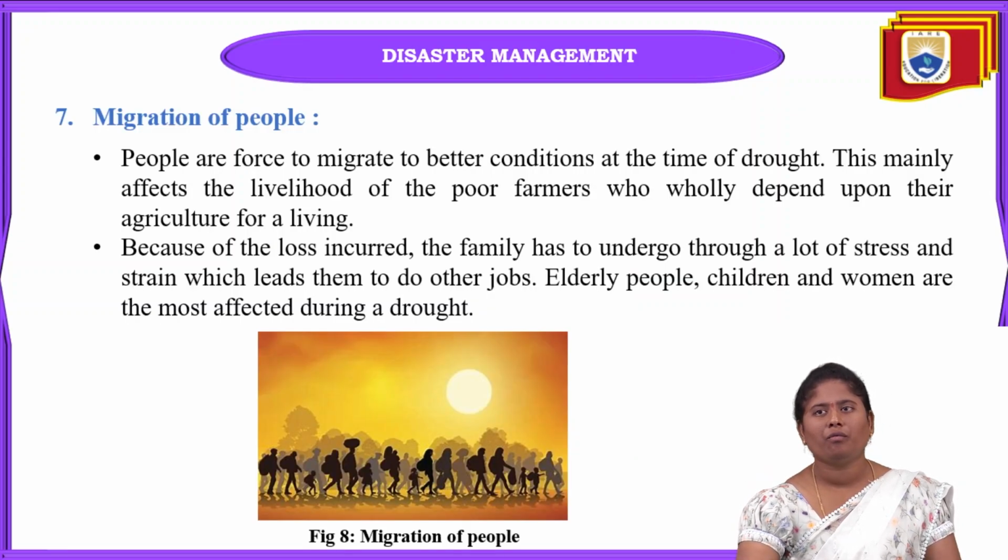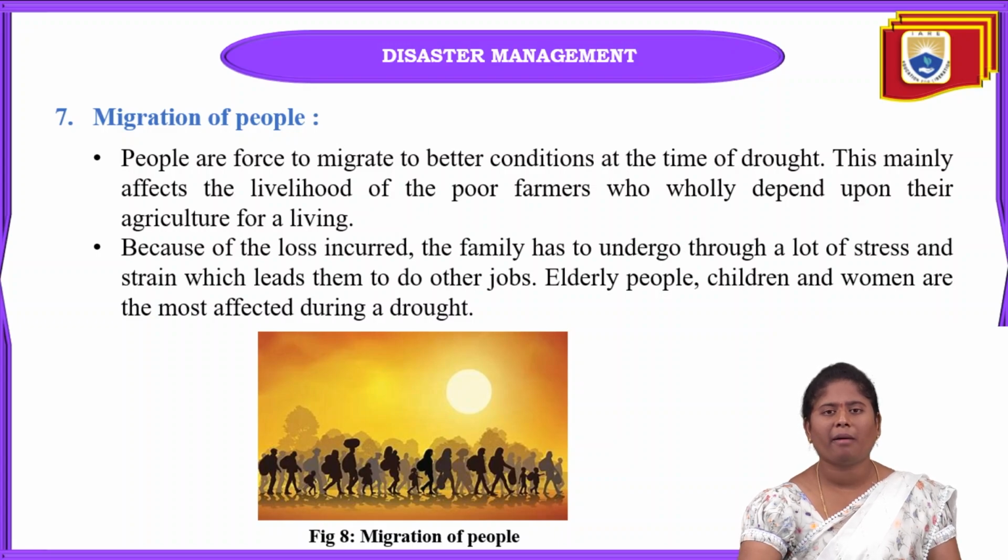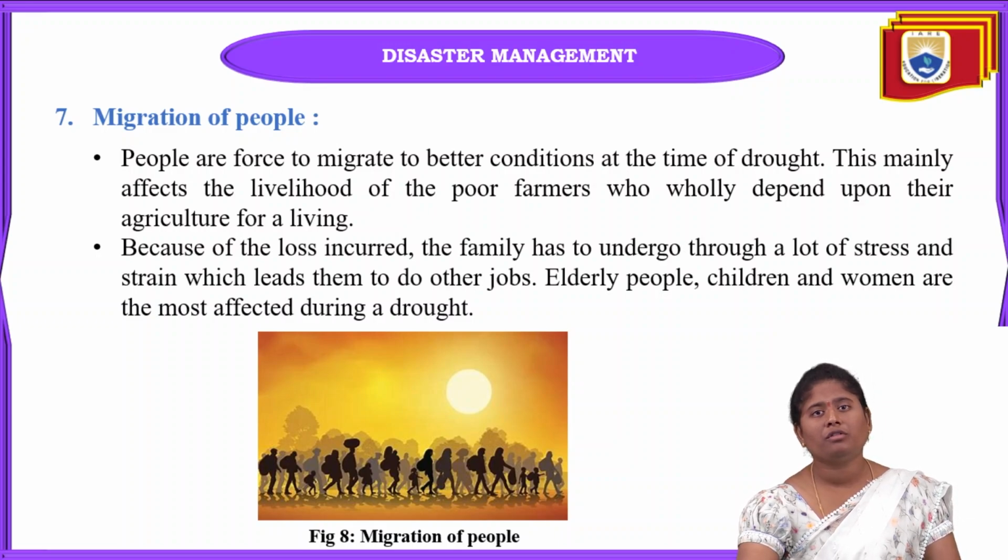Here, when droughts happen, some people can migrate from one place to another. They are forcibly going from their place of origin to another place for their betterment. When these droughts affect their livelihood, that will impact their overall life.